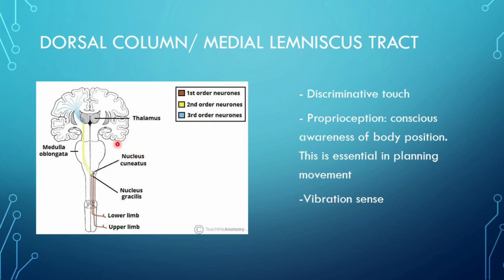After this synapse has happened, our second order neuron arises from this synapse and crosses at the level of the medulla. So almost immediately after the synapse has happened, the second order neuron decussates onto the contralateral side from where the signal came. Okay, so now the information is traveling on the opposite side of the body.